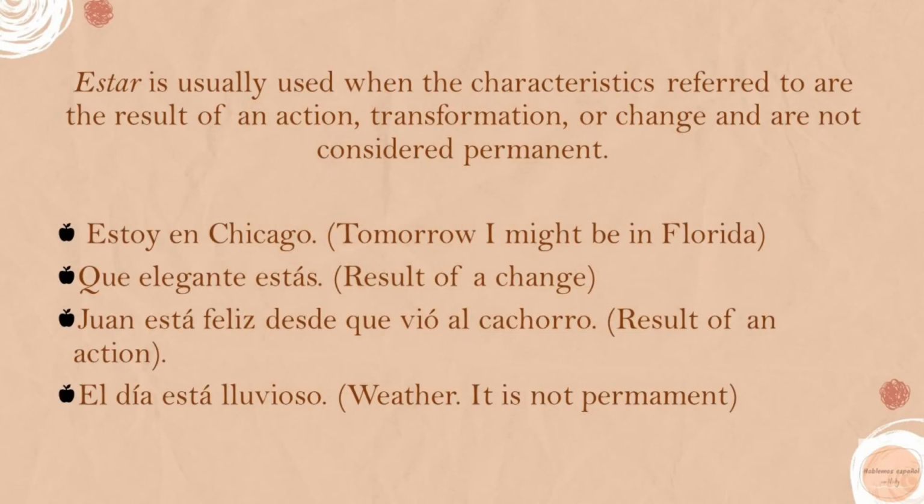Let's see about estar. Estar is usually used when the characteristics referred to are the result of an action, transformation, or change and are not considered permanent. For example, estoy en Chicago. Today, I am in Chicago, but tomorrow I might be in Florida.